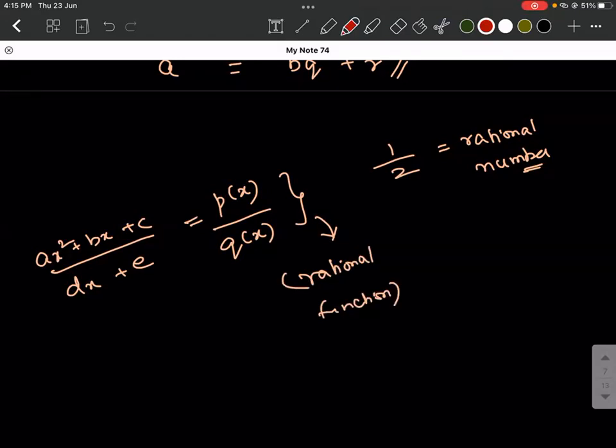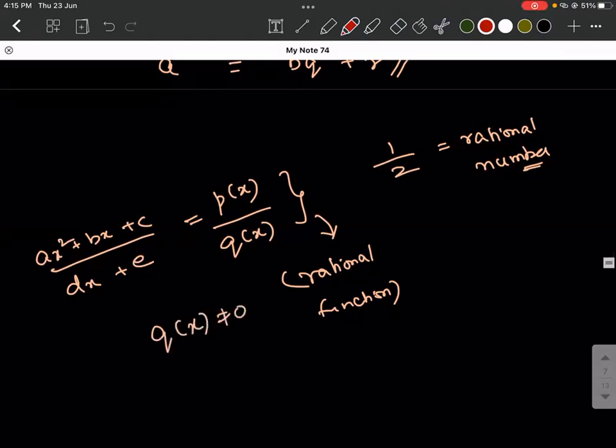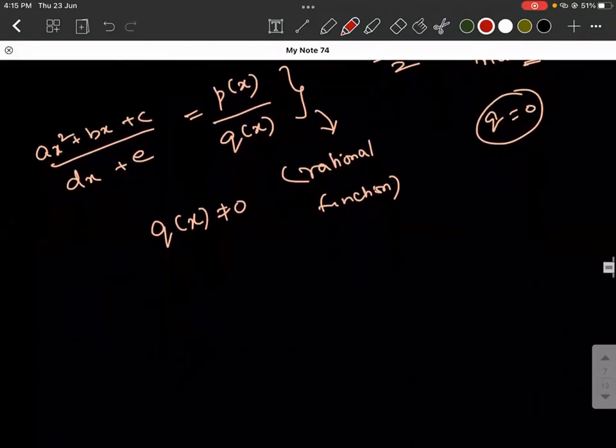Are you able to understand? The prefix is the same, but where is the game changing? If you use numbers that are integer by integer, you call it a rational number. Whereas if you write polynomial divided by polynomial, you call it a rational function, provided q of x is not equal to 0. Same logic is applicable. Here you will write q is not equal to 0 because it's a number. Here you will write q of x is not equal to 0. Am I clear with this point?